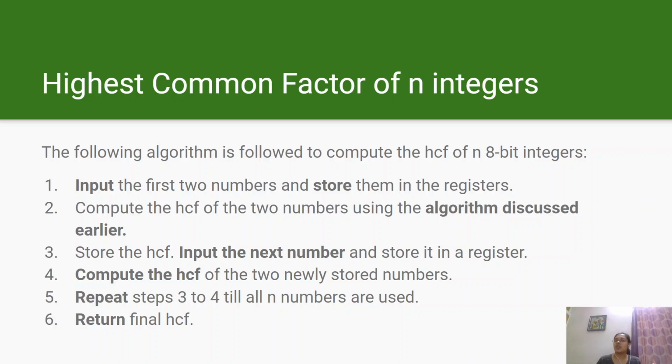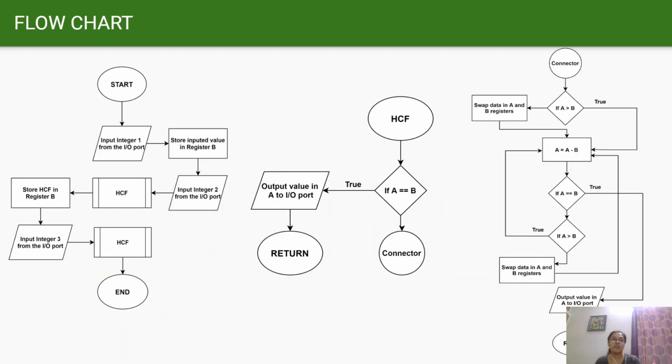So basically we're calculating HCF here n minus 1 number of times, because for 2 it takes 1, for 3 it takes 2, because we'll be calling the HCF subroutine n minus 1 number of times. So say if HCF1 is the HCF of integer 1 and 2, then HCF2, which will be the HCF of integer 1, integer 2 and integer 3, would be equal to the HCF of integer 3 and the HCF1. Now we will discuss the flowchart.